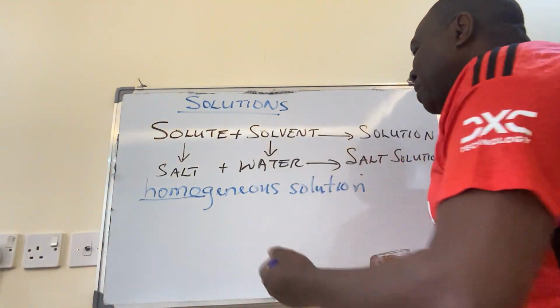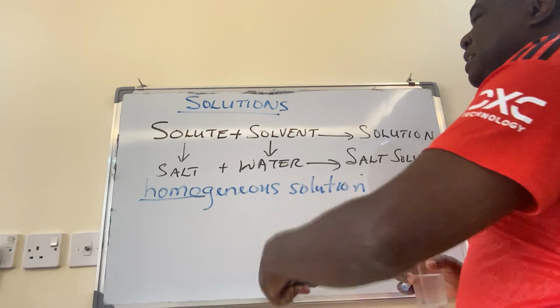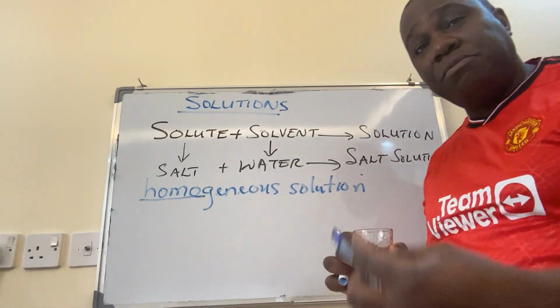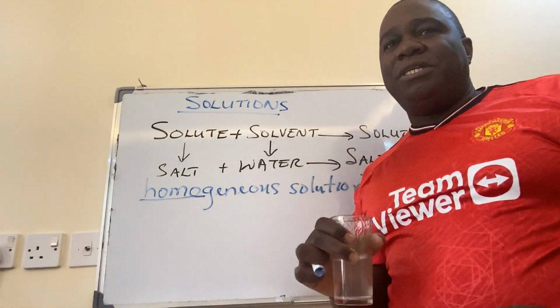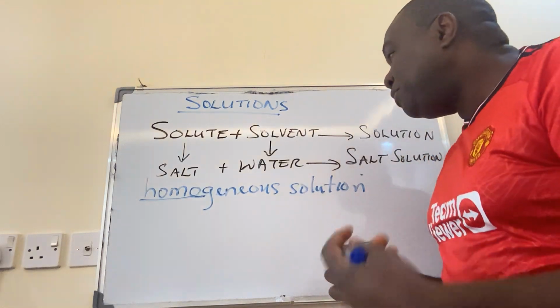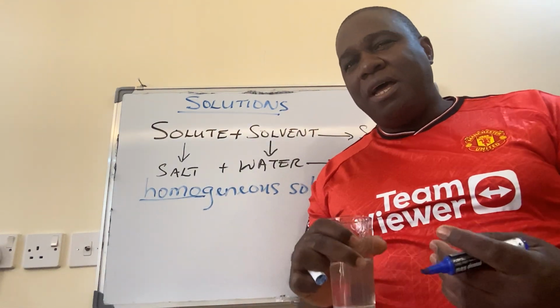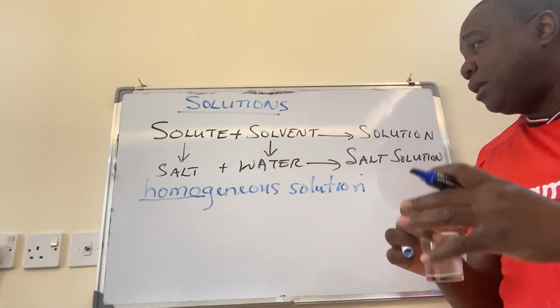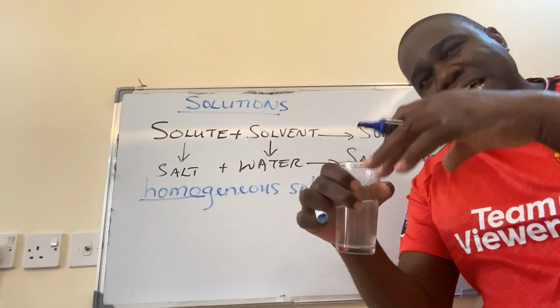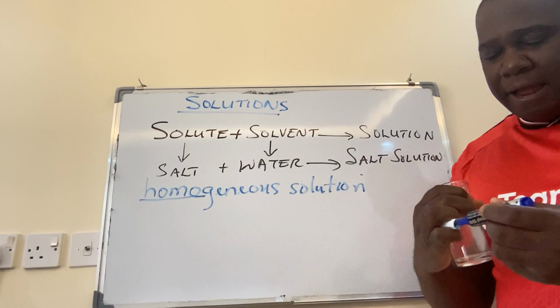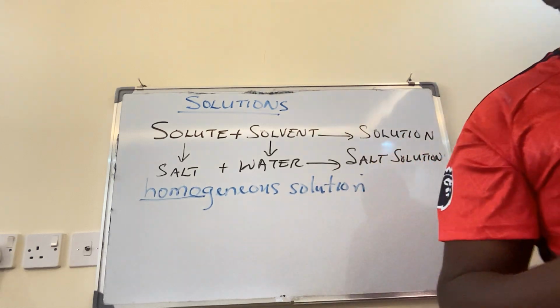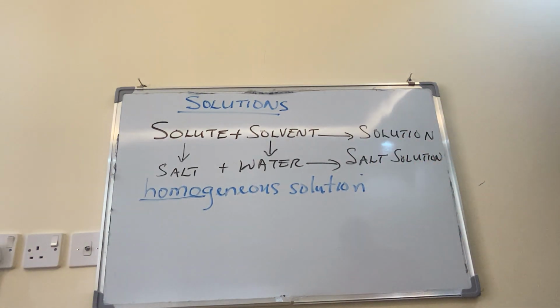Obviously, what we are also saying here is that if there is a homogeneous solution, it means there should be a heterogeneous solution. Heterogeneous solutions are easy to demonstrate when we are talking of two solids or two liquids that have been put in the same container. Let's see whether we can demonstrate that for us to learn more about heterogeneous solutions.